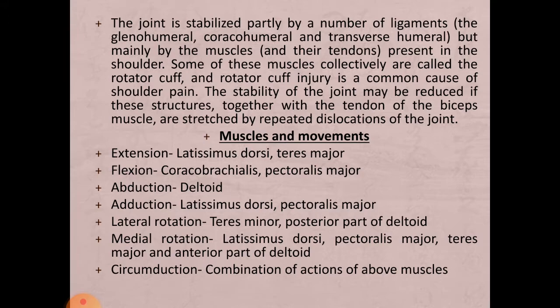Next we have the medial rotation, and for that you have the adductors, that are the latissimus dorsi and the pectoralis major, and you have the teres major and the anterior part of the deltoid muscle. And circumduction is the combination of action of all these muscles.